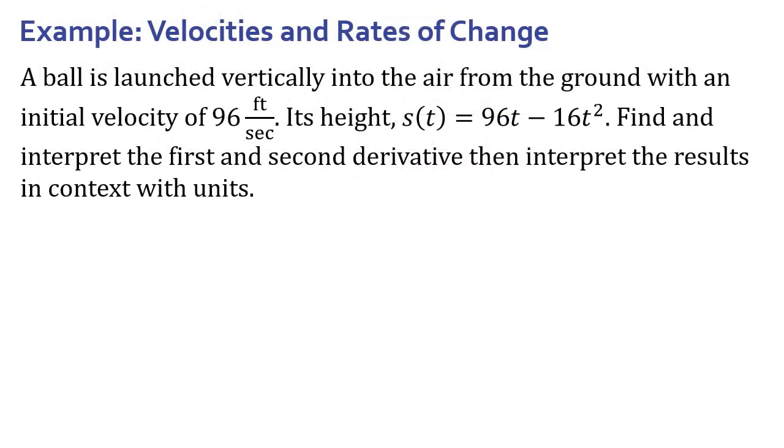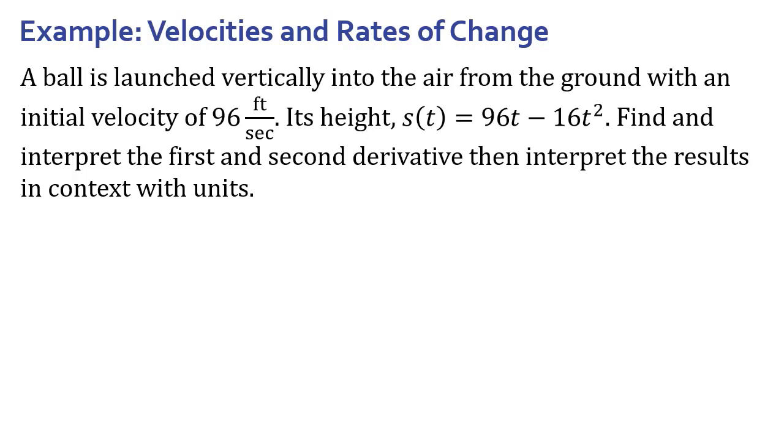So let's go back to this ball problem that we did in the last section. A ball is launched vertically into the air from the ground with an initial velocity of 96 feet per second. Its height, s of t, equals 96t minus 16t squared. Find and interpret the first and second derivative, then interpret the results in context with units.